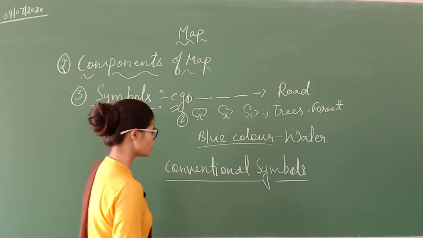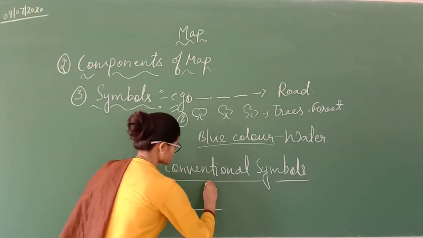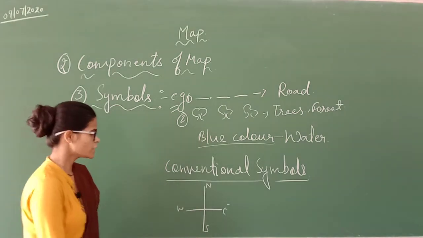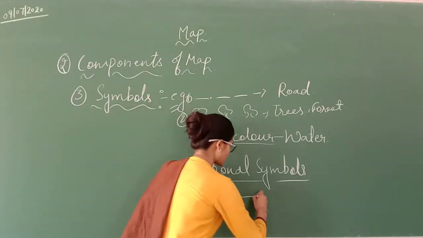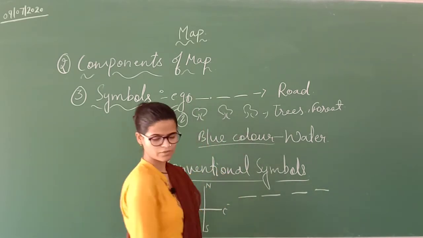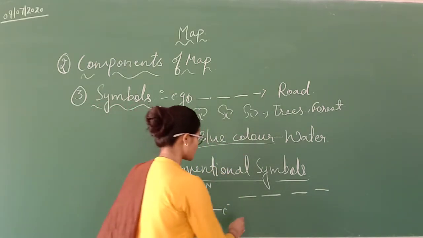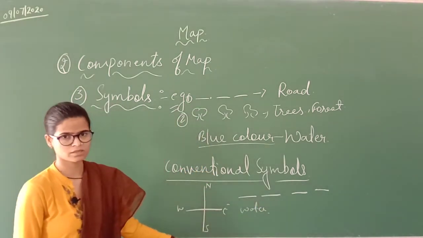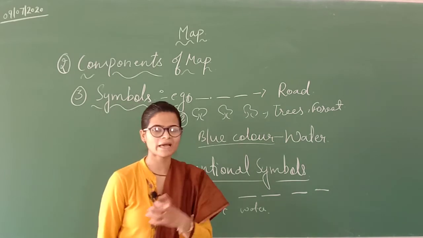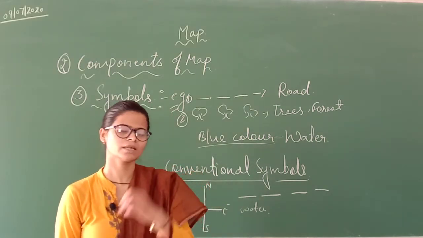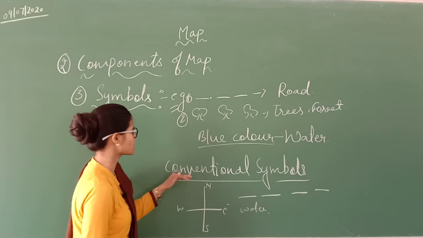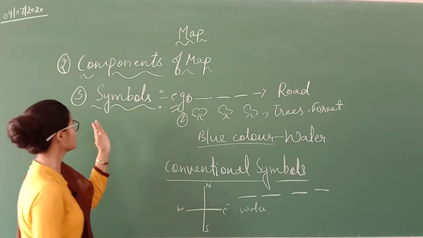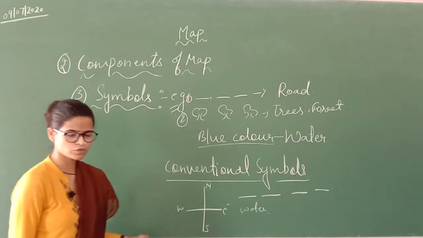The first thing you will find is the four main directions: north, south, east, west. Then you will find these types of symbols, which means they are internationally denoting something. Then you will find water. So all these symbols which are known by everyone in the entire world are known as conventional symbols. So these were the components of a map which I told you today.